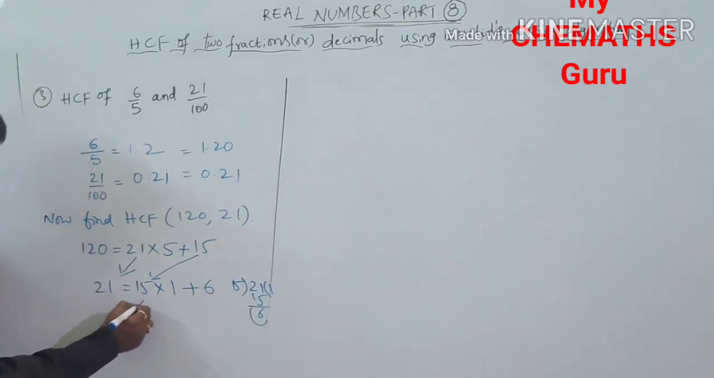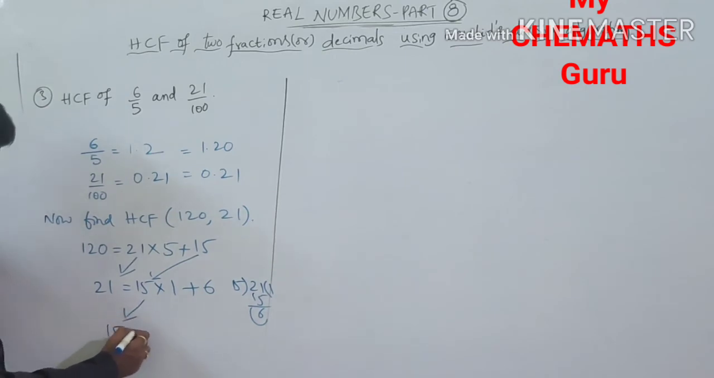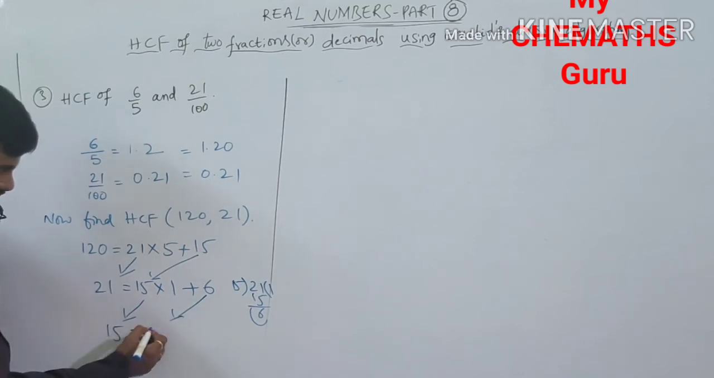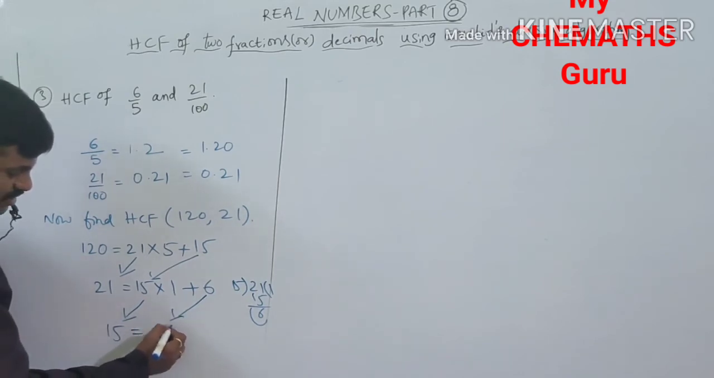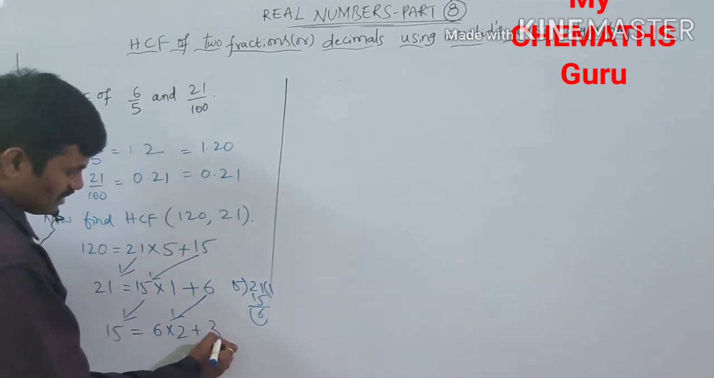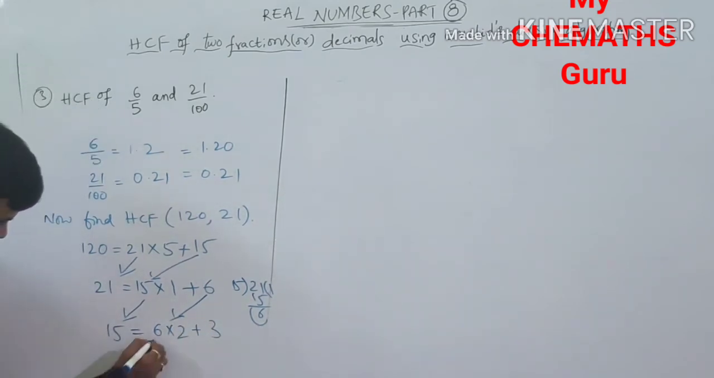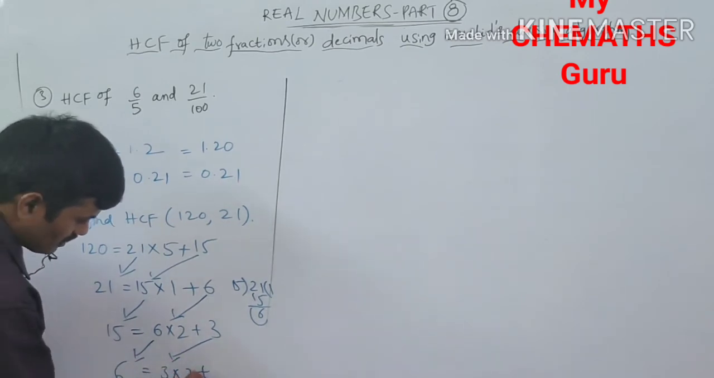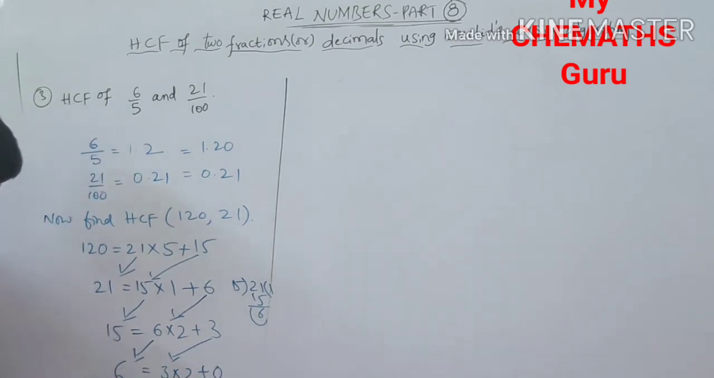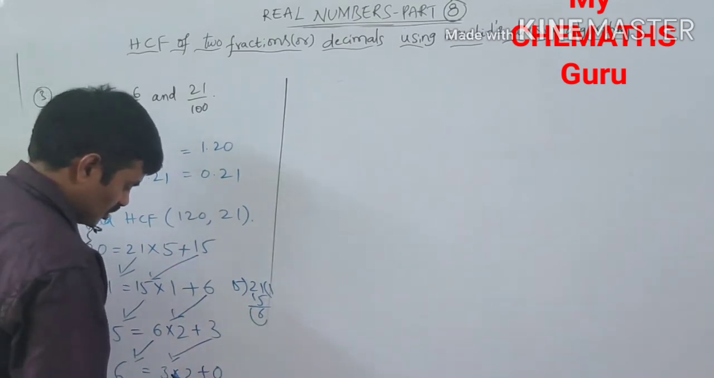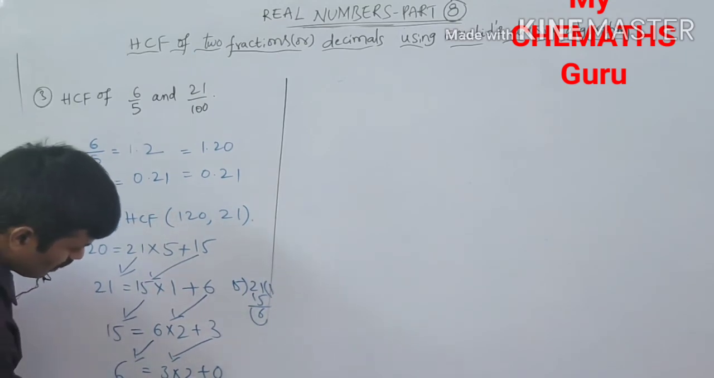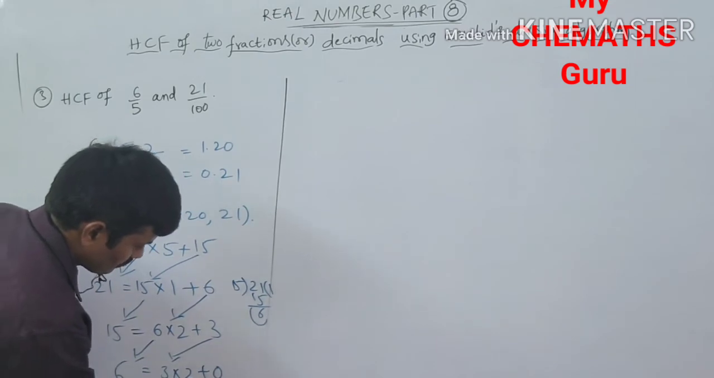Now in step 3, this 15 becomes the dividend, and the remainder 6 becomes the divisor. So 6 times 2 is 12, and the remainder is 3. Now again 6 is equal to 3 into 2 plus 0. So at what step did we get 0? In the last step, where the divisor is 3. Therefore the HCF of 120, 21 is 3.